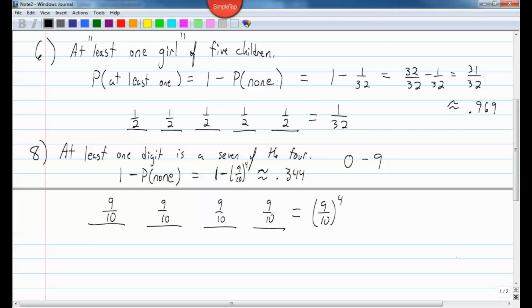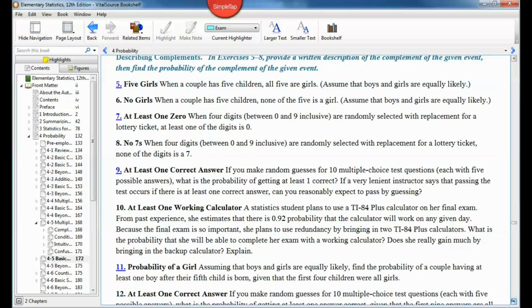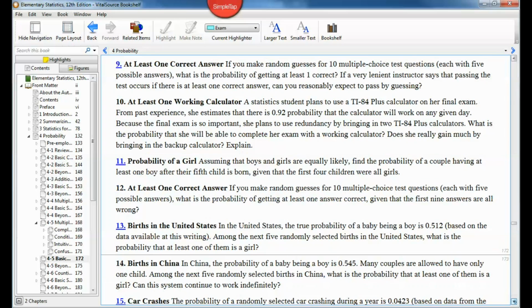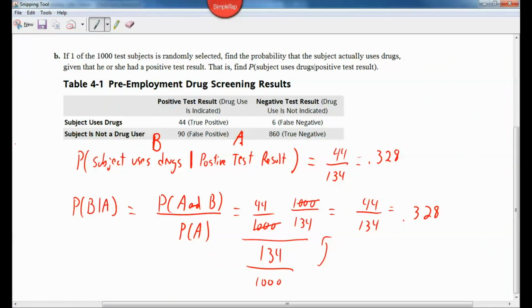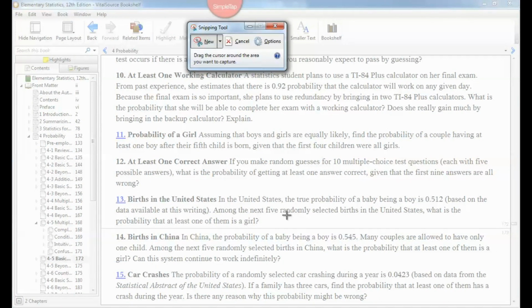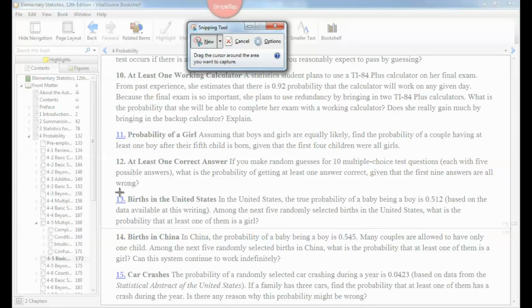All right, let's see. Let's work one more. All right, let's look at another one of these birth problems. How about number 13? Now this one isn't one where we have to find the complement. It's an actual problem to itself. So that was just for 5 through 8.